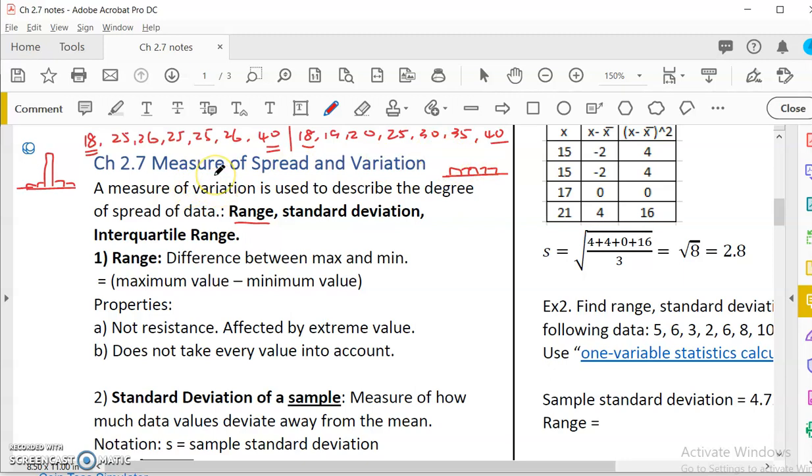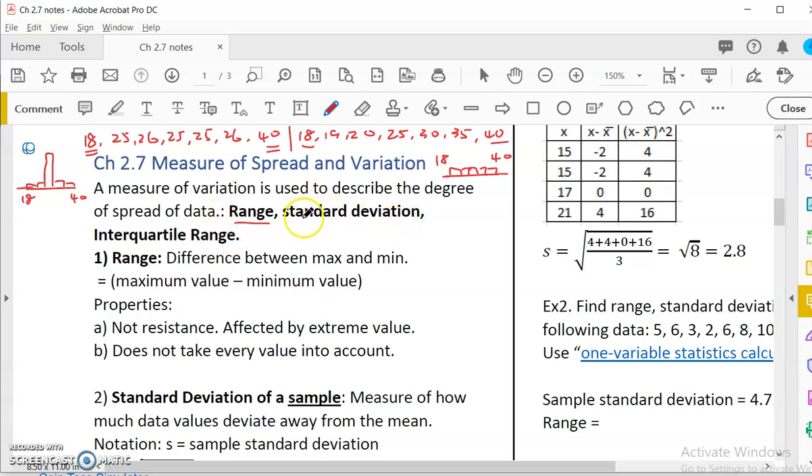So how can we find a number that measures the degree of variation if the range from 18 to 40 is the same? They're actually very different. So there are three numbers that can do that. The range is what we know. It only measures spread, it doesn't measure degree of variation. And there are two other numbers that can measure the degree of variation.